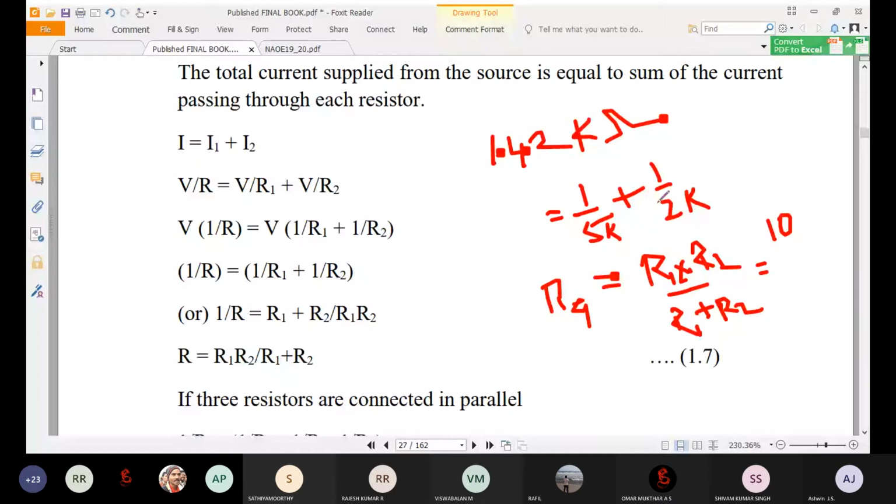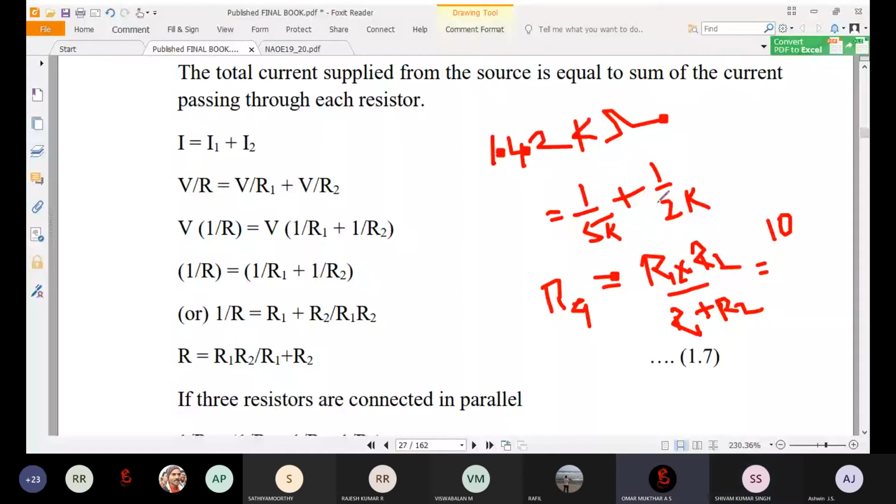What is your answer? Someone use a calculator and tell us. Sir, 3.52. If you use 5 divided by 1.428, you may get 3.5 exactly. That is 3.52 milliamps. Yeah, 3.5 milliamps you may get. So that is the answer.